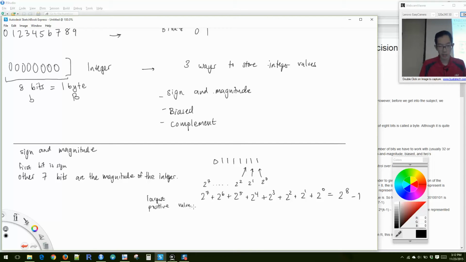And then the largest negative value will be the exact same thing, except it will be -1 times 2 to the 8 minus 1, or 2 to the 7 plus 2 to the 6, and so on.